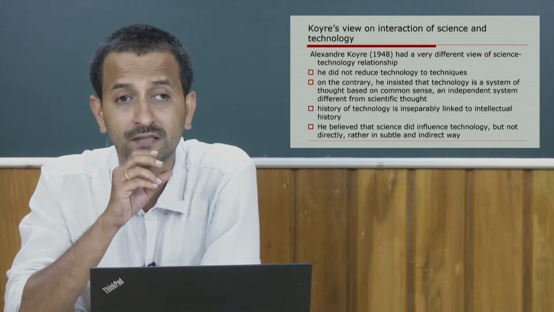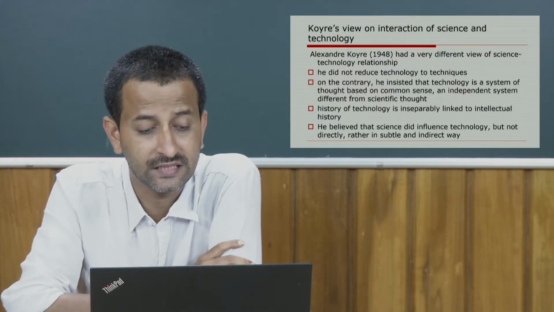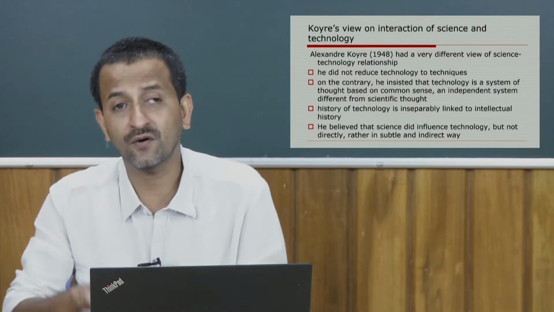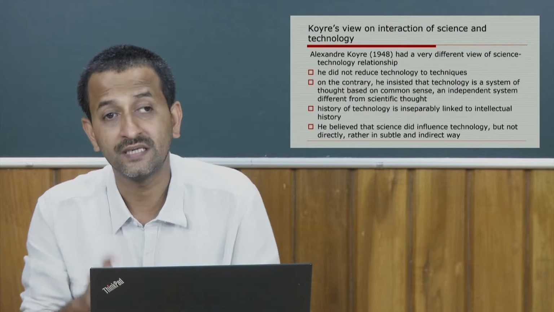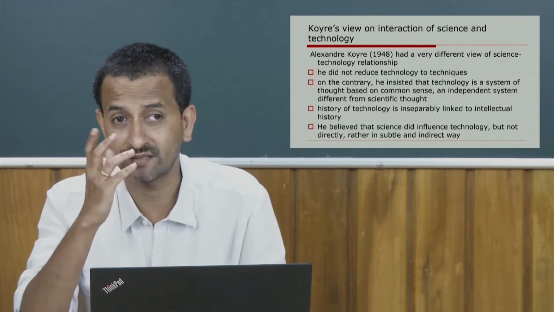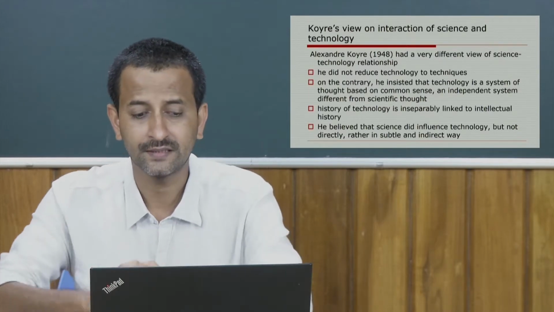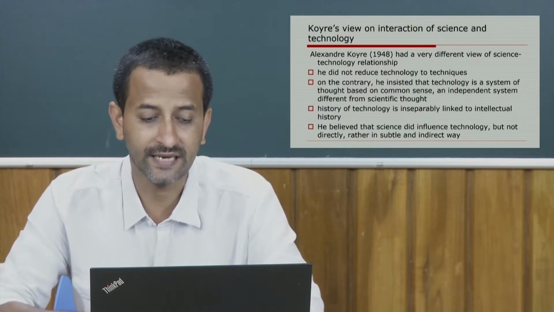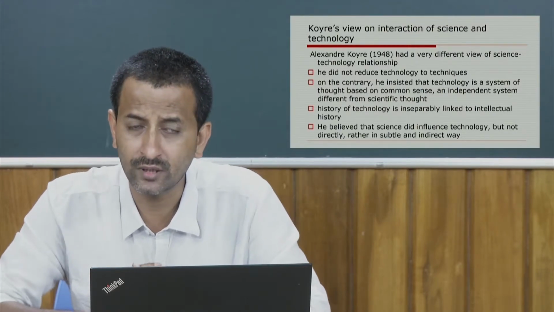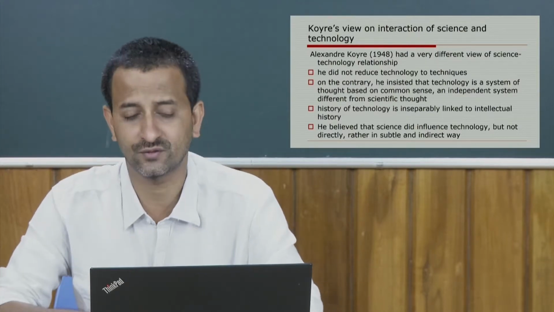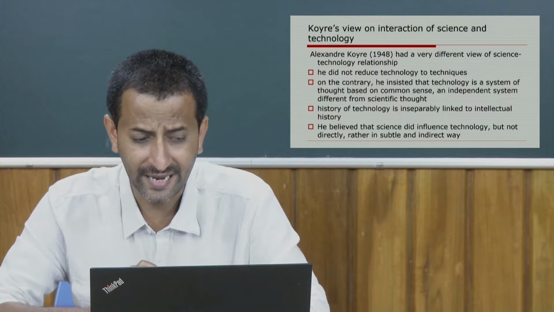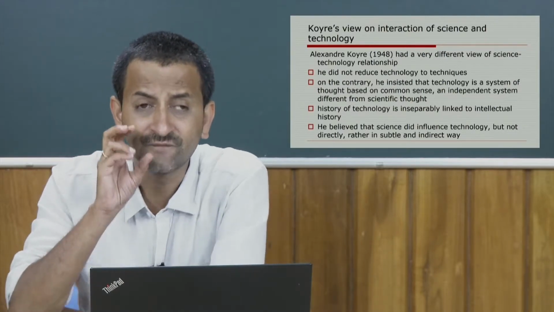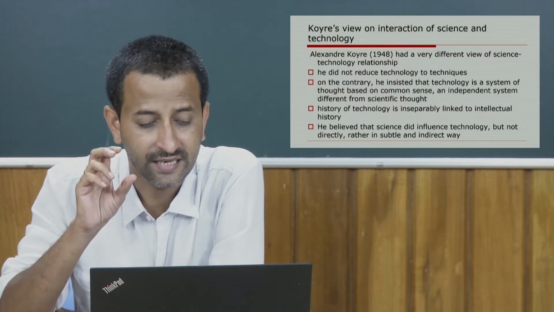Indeed, Koyré went further. To him, the history of technology is inseparably linked to intellectual history. Koyré believed that the history of technology cannot be separated from intellectual history as such. That is why technology is knowledge, technology is a form of knowledge. Koyré believed that science obviously influenced technology, but not directly, rather in subtle and indirect ways. The elements observed were not necessarily the results of science, its laws and findings. Rather, Koyré emphasized a subtle, indirect influence.